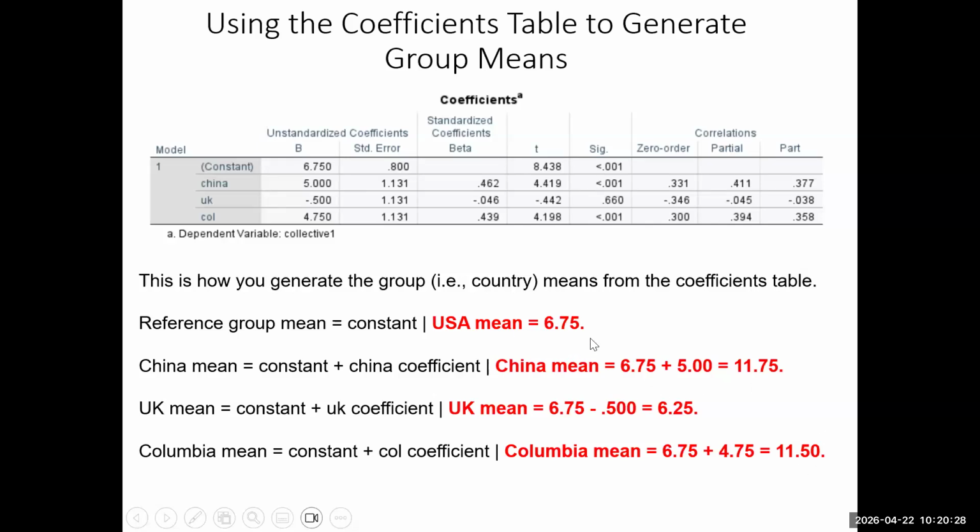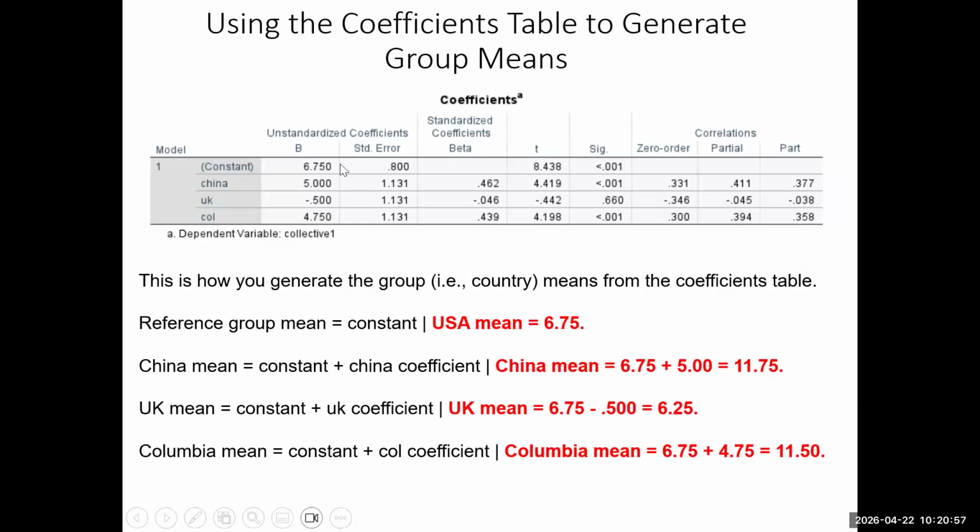Now, I don't explicitly show how to derive these means, but essentially we would lay out the constant and the various x beta pairings. For the USA group, we would have the constant, and then for the China, UK, and Colombia codes, the X value for the USA group would be 0 across all three codes. And so all of these coefficients would go to 0, leaving only the constant.